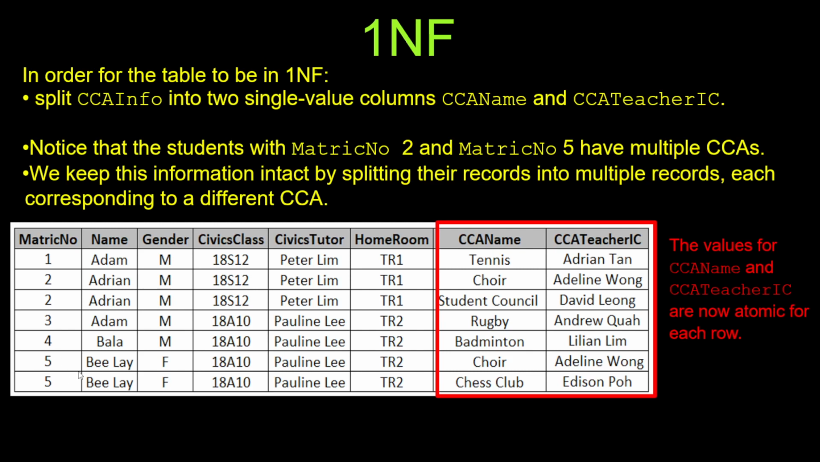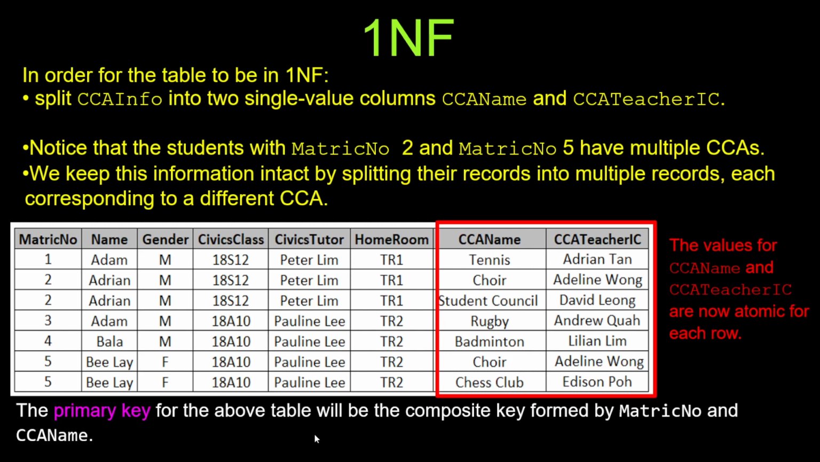Okay, so we need to use the metric number and the CCA. Alright, so this is a composite key here. So both the metric number and CCA together will tell us which entry we're talking about. Right. So for example, if we pull up metric number 1 and tennis, we can identify the student.